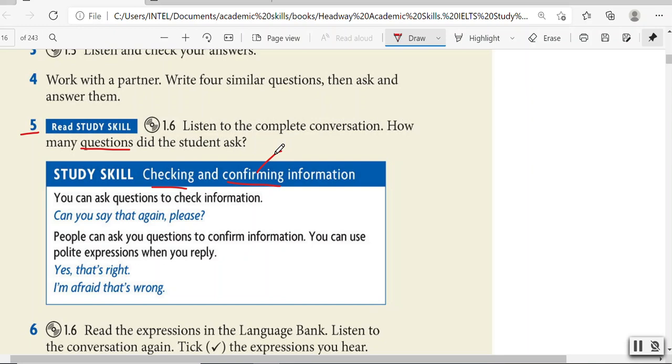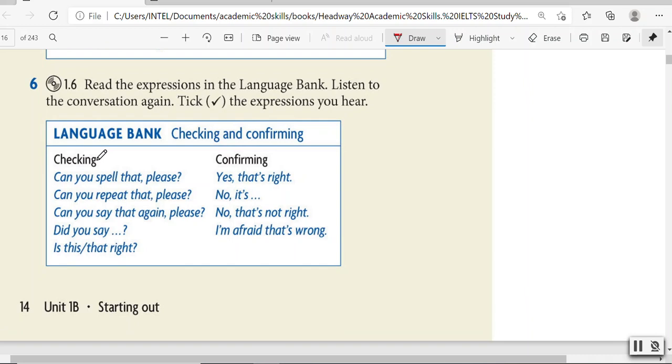We have checking and confirming information. While the speakers tell us some information we must check it and we must confirm this information. We have some expressions belonging to checking and some expressions belonging to confirming. I will show you in here in this table we have checking and we have confirming expressions.